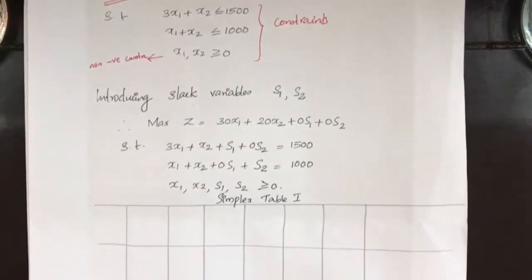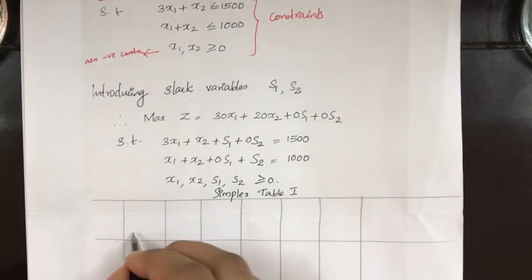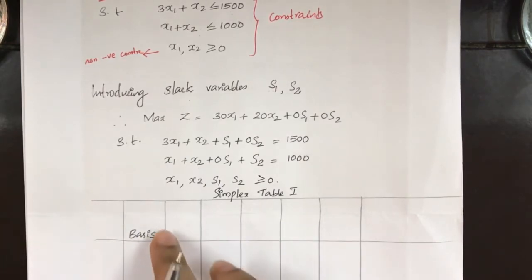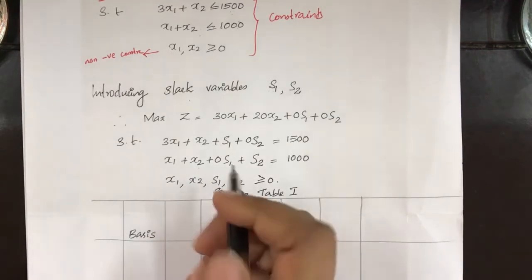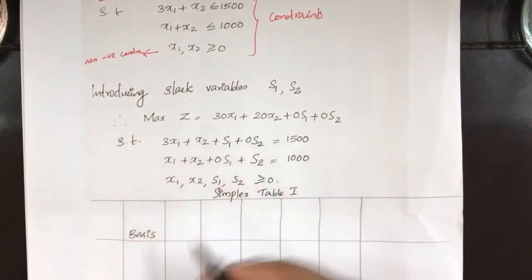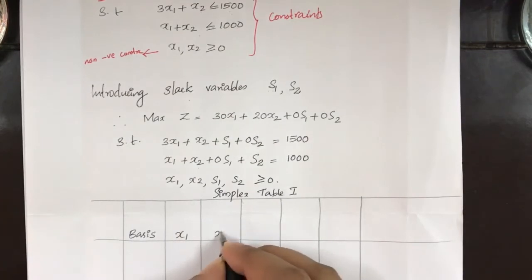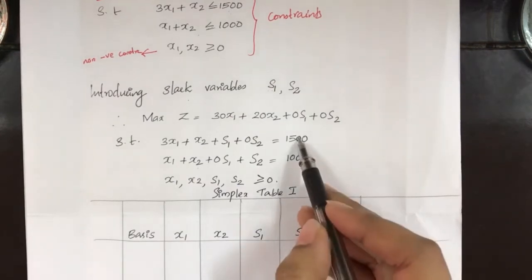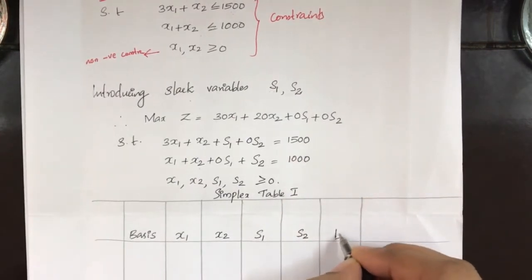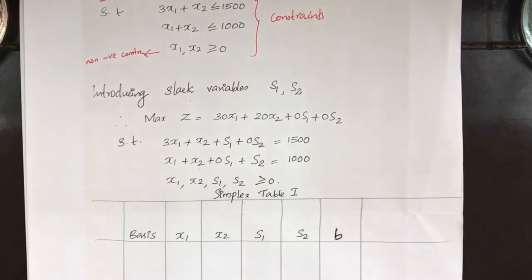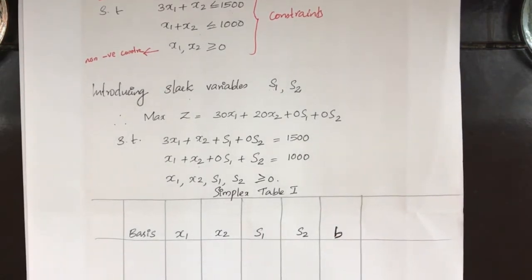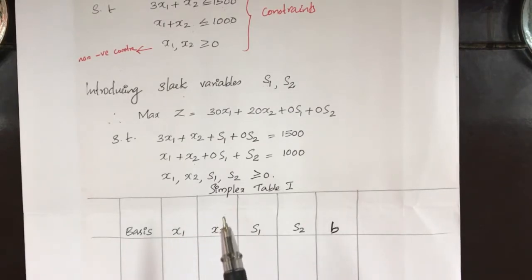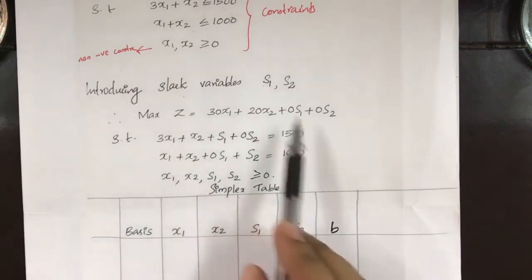So we are going to write the simplex table. This is the table head, this is the basis. So we are writing the basic variable in this column. Then what are the variables? x1, x2, s1, s2. This is a constant value. For that I am writing the letter B. Okay.